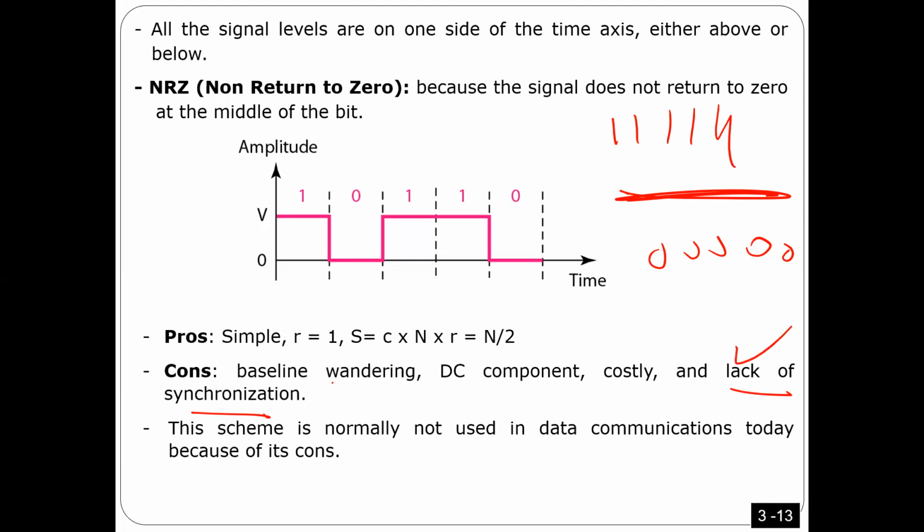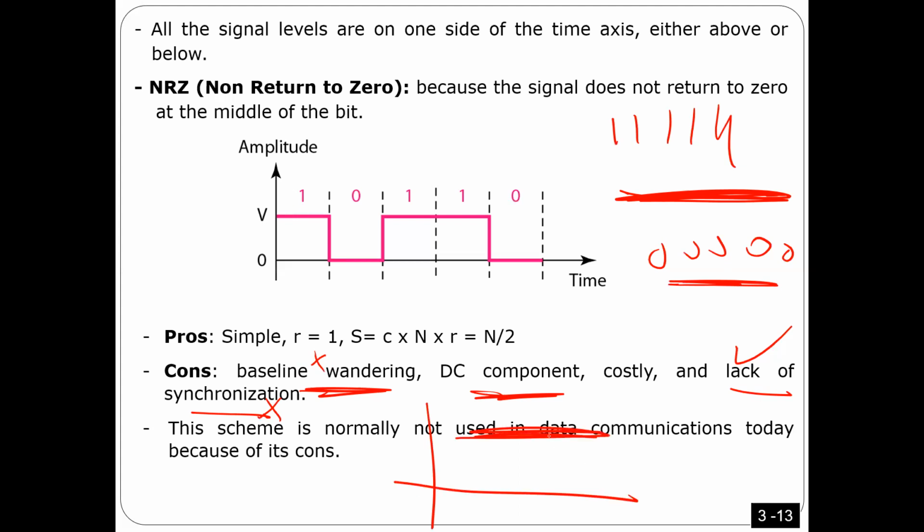Same thing for baseline wandering. Can the voltage be fixed positive or at 0? The answer for sure is yes, so this is bad. Do we have a DC component? I told you that for the DC component, I don't care about the 0 voltage. I care about positive or negative. Can the voltage be positive for some time or negative for some time? For sure, the answer is yes.